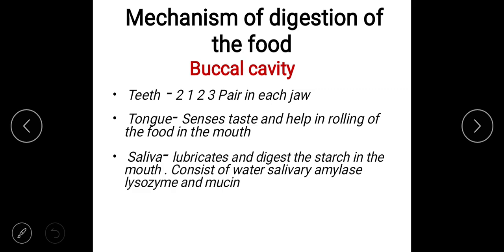Then the tongue. The tongue is a muscular structure which senses the taste and helps in rolling the food in the mouth. Saliva, which is released by the salivary glands, lubricates and digests the starch in the mouth. What is the composition of the saliva? It consists of water, salivary amylase, a very important enzyme which helps in breaking down starch to maltose, lysozyme which helps in killing bacteria, and mucin, that is the mucus, which helps in lubricating the food.